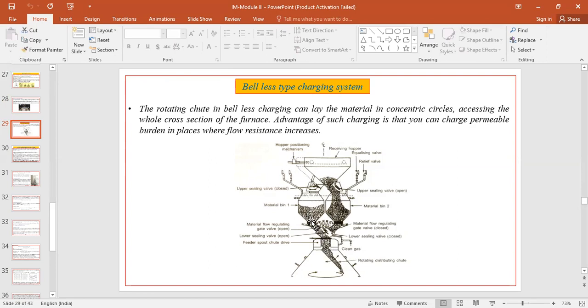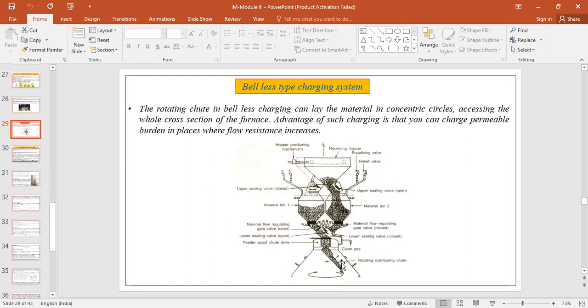So when this bunker is empty, now here the wall will be closed. Now here the wall will be opened. Now the raw material will fall from this particular bunker, so that there won't be continuous distribution of the raw material into the blast furnace. And here you have a rotating chute, and this rotating chute rotates in a circular manner, and also there is a provision for the inclination of this rotating chute.